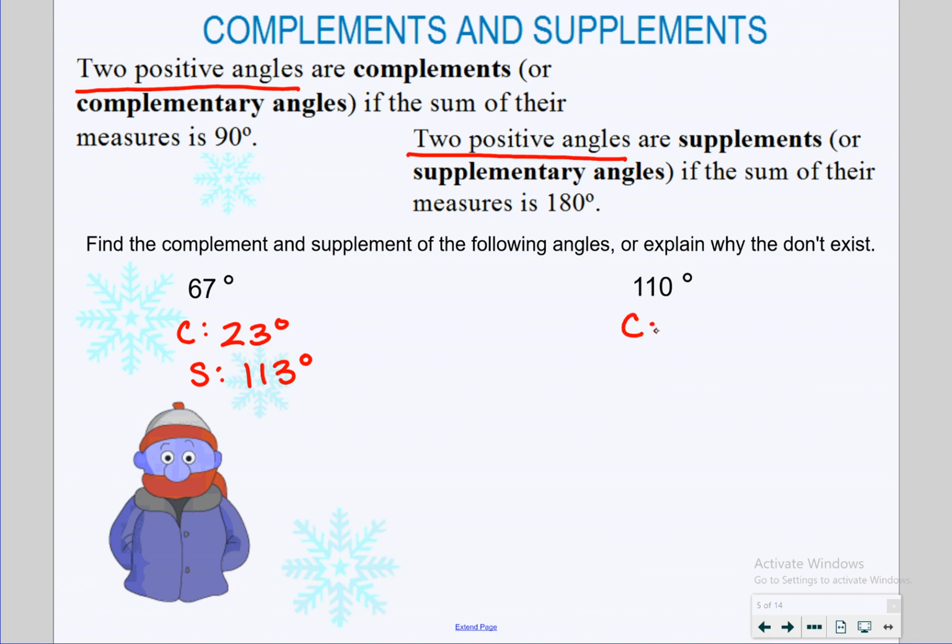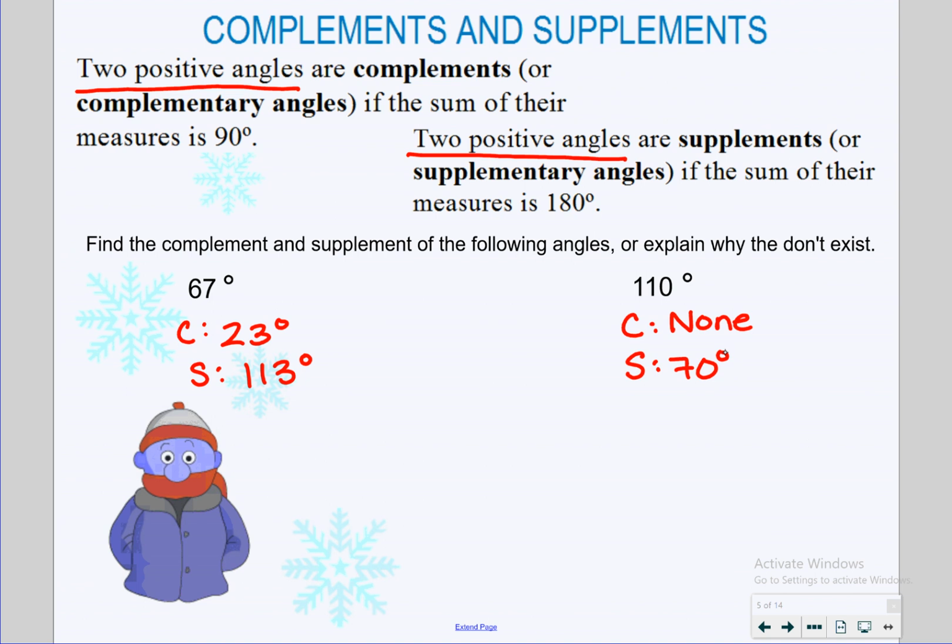Okay. Then we look at 110. Is there a positive angle we can add to 110 to get 90? There's not. So we say that the complement does not exist. There is none because it would have to be a negative angle. But it does have a supplement. Supplement is, what do I need to add to it to get 180? 70. If you have an angle bigger than 180, like let's say I had 200, it doesn't have a complement or a supplement. Quick little definition. Any questions there?